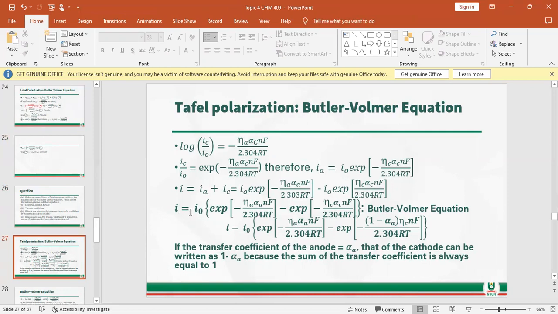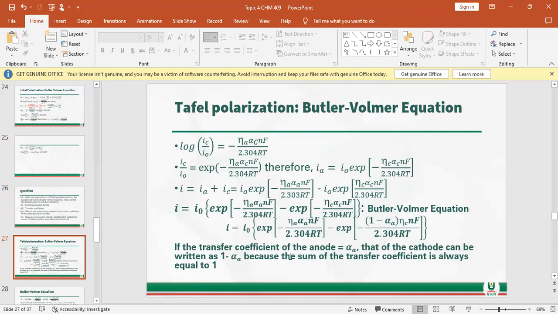So we can now see that the difference with IO is just exponential addition. We now add the exponential function representing each of them together. IO is common there, IO is common there. You take IO and put them in bracketed terms. So this is the Butler-Volmer equation. And we now say I is equal to IO exponential this and this. That is the Butler-Volmer equation.